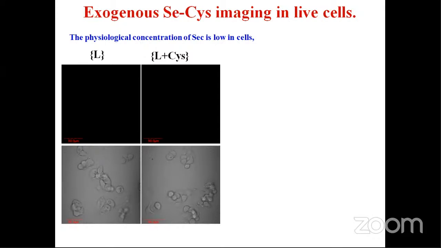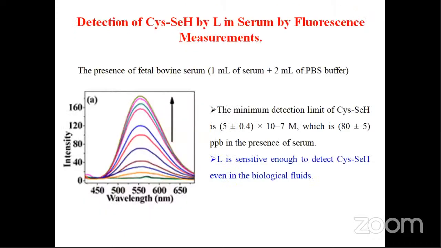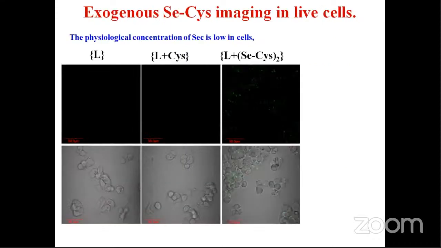That is endogenously. So that means we have to add selenocysteine into the cell. You have to incubate and then study, because initially the cell contains a very low concentration of selenocysteine, and you can see there is no fluorescence. Ligand as well as selenocysteine, no fluorescence. And even with cysteine, no fluorescence. As I said, cysteine gives no reaction.